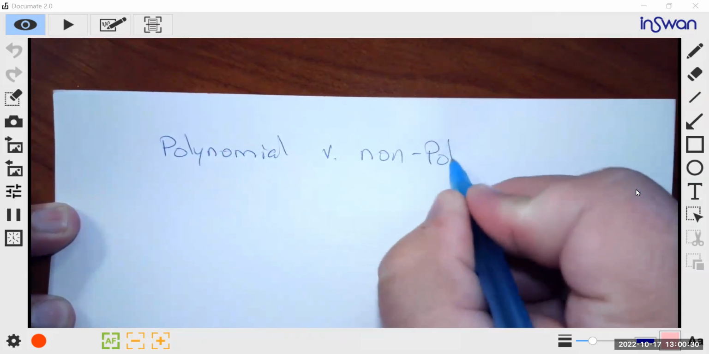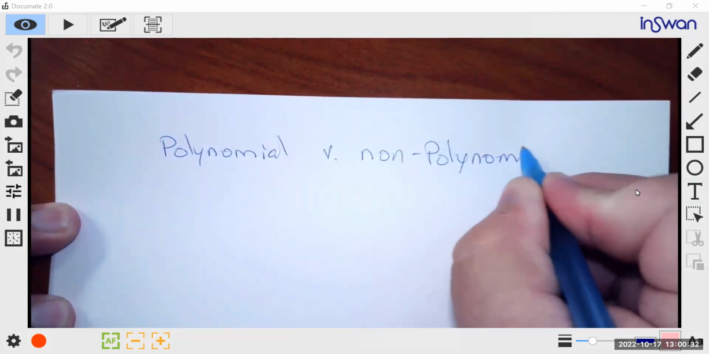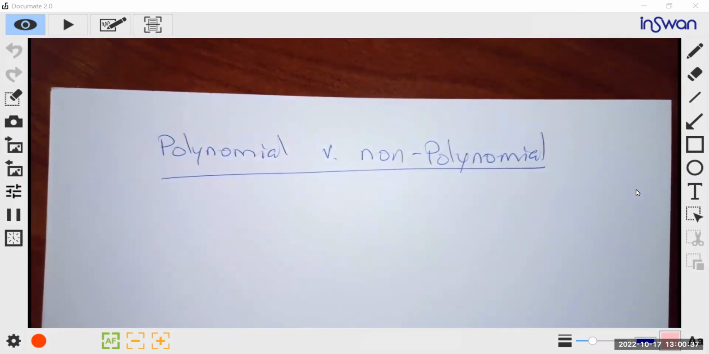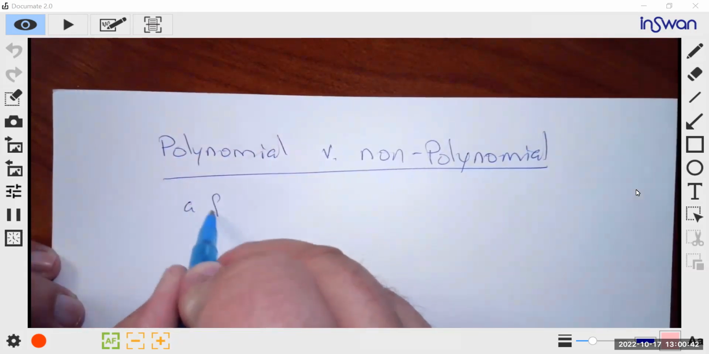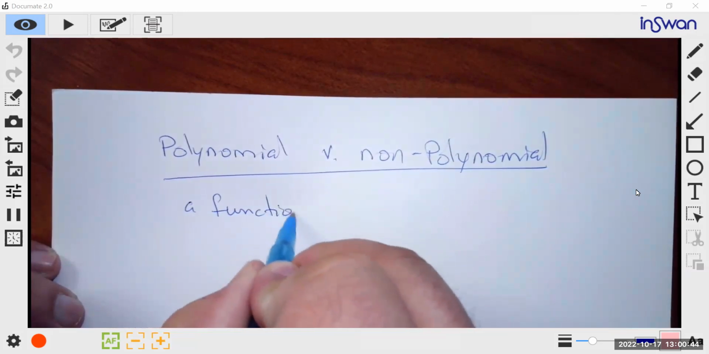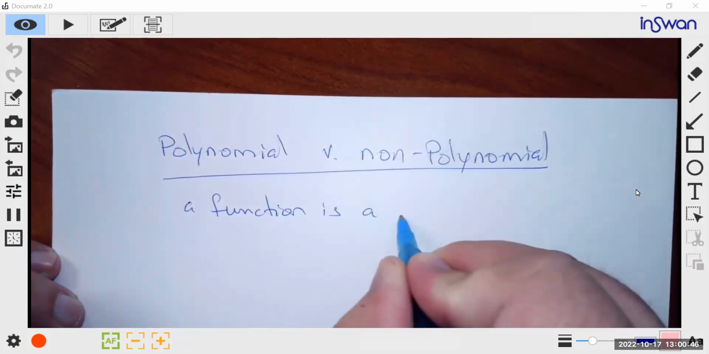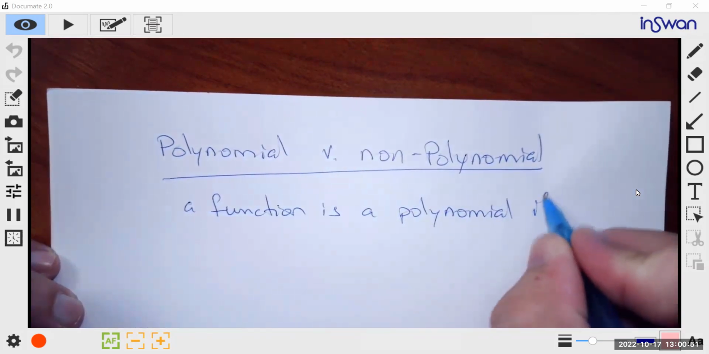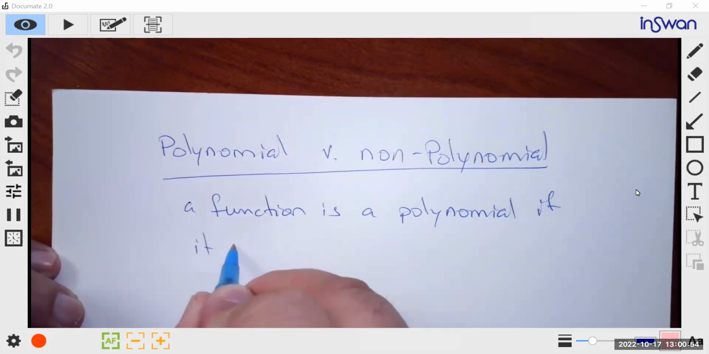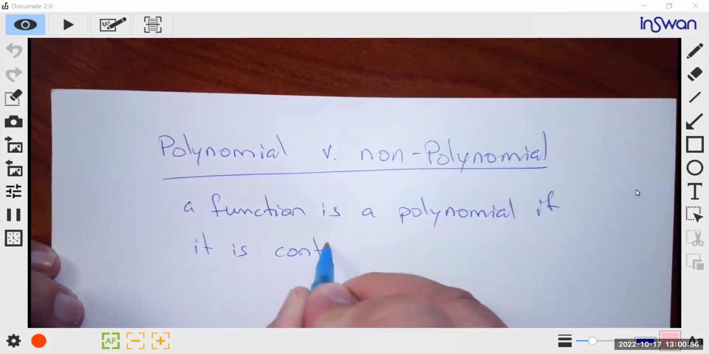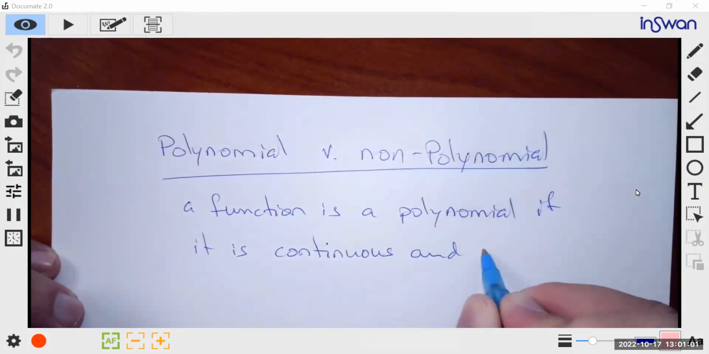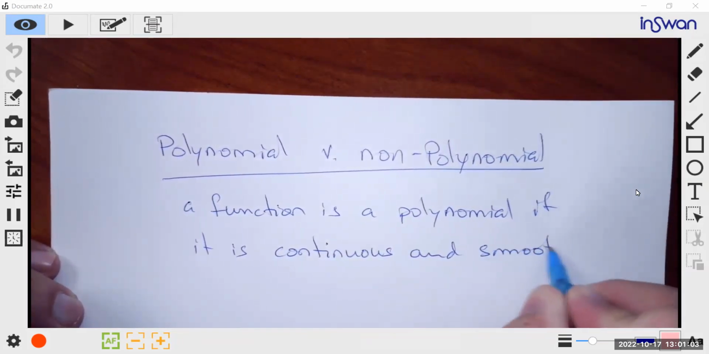Polynomial versus non-polynomial. Let's look at the graphs. A function is a polynomial if it is continuous and smooth.